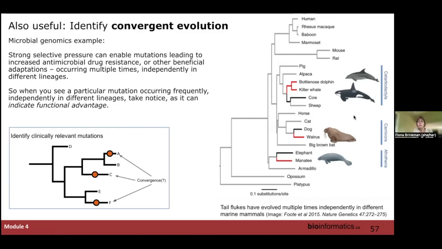One of my favorite examples of convergent evolution is all our wonderful mammals that went back into the water. So we've got some ancestor of a canine that went back into the water and became a walrus, an ancestor of, it's not actually an elephant, an ancestor of the elephant and manatee that went back into the water and became a manatee. And of course, the ancestor of some ruminants that went back into the water and became dolphins and whales, or cetaceans. So the concept of a tail fluke is a character that has evolved multiple times independently in different marine mammals. They look somewhat similar, but they have independently occurred, and it obviously indicates there's a functional advantage to developing that tail fluke if you're going to become a marine mammal.